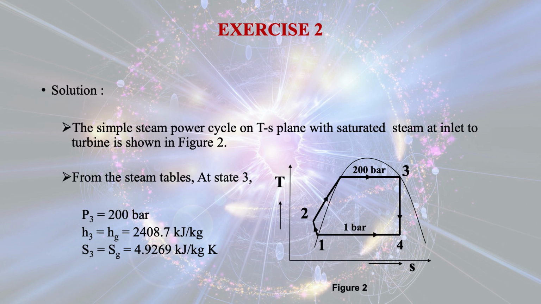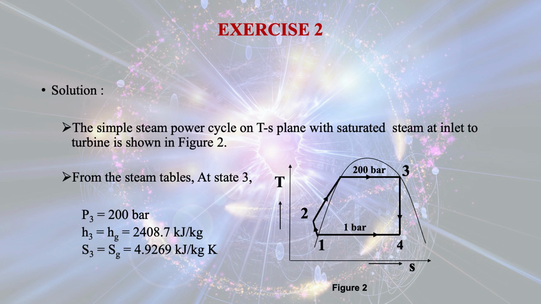That is also the entry point of the pump, and state 1 to state 2 is the process which is occurring in the pump. Point 2 is the entry point of the cycle at boiler, and point 3 is the exit point or state 3 at the outlet of the boiler.